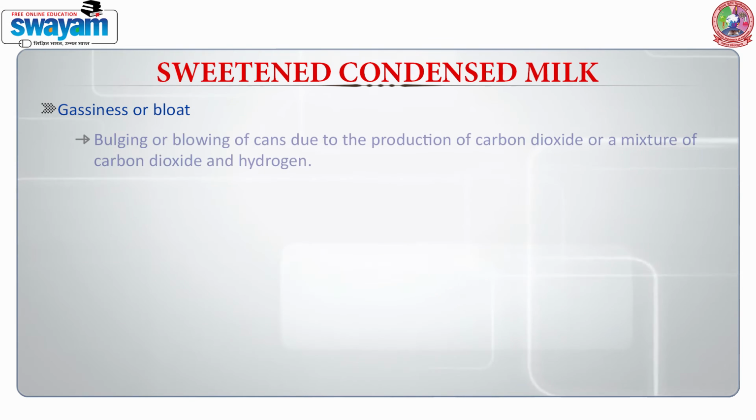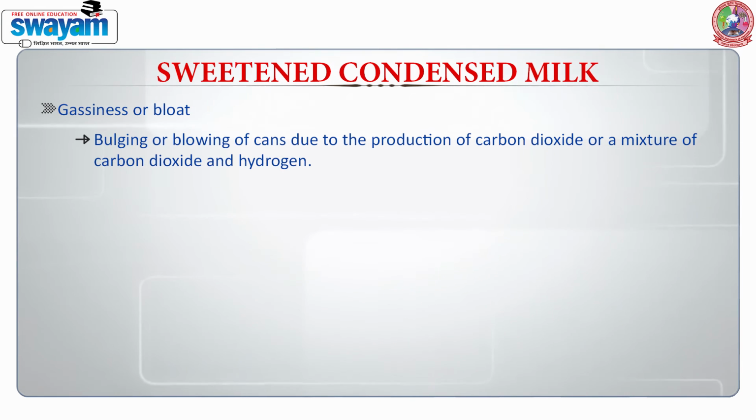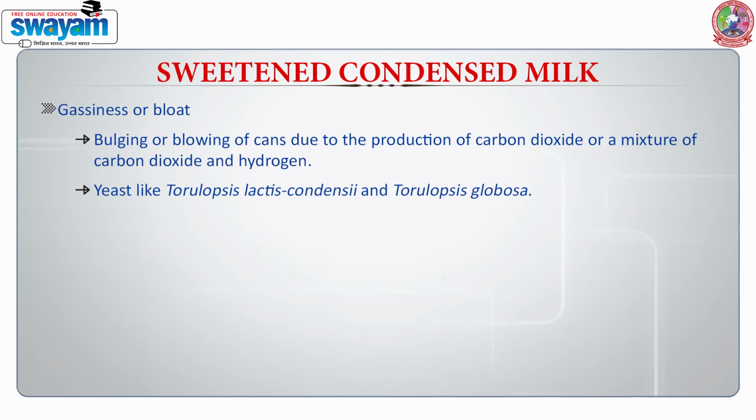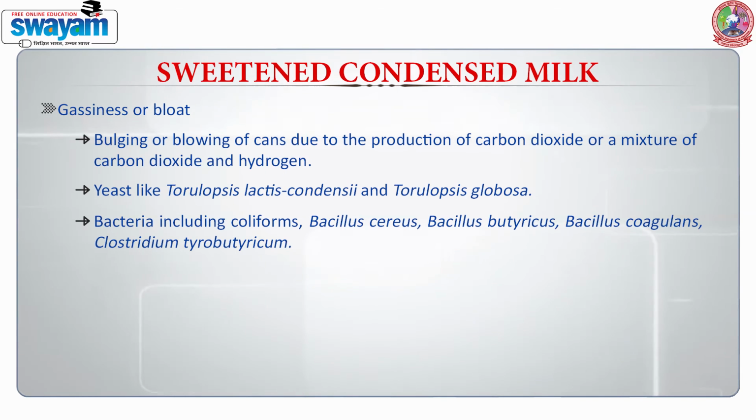Now coming over to a very important milk product, that is sweetened condensed milk. The most common defect which is seen in this is the gasiness or the bloat. The bloating means it's a bulging or the blowing of the cans due to the production of carbon dioxide or a mixture of CO2 and hydrogen. The yeasts are implicated, and the two most important species are Torulopsis lactis-condensi and Torulopsis globosa. When we talk about the bacteria, we can always find the coliforms playing a role along with Bacillus cereus, Bacillus butyricus and Clostridium tyrobutyricum. We will always find that the spore formers play a very critical role in milk and milk product spoilage.